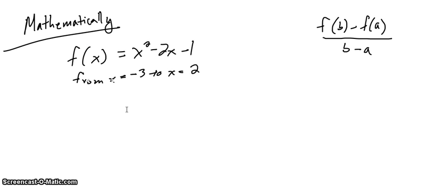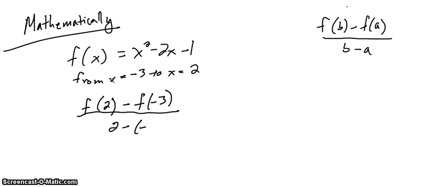Alright, so now we're going to look at how to find the average rate of change mathematically. So for this example, we were given the function f of x equals x squared minus 2x minus 1. And we want to find the average rate of change from x equals negative 3 to x equals 2. So this one's just like the graph, except you have to do a little bit more math, but we're still following the basic model. So to set that up, we take f of 2 minus f of negative 3 all over 2 minus negative 3, just like our model at the top.